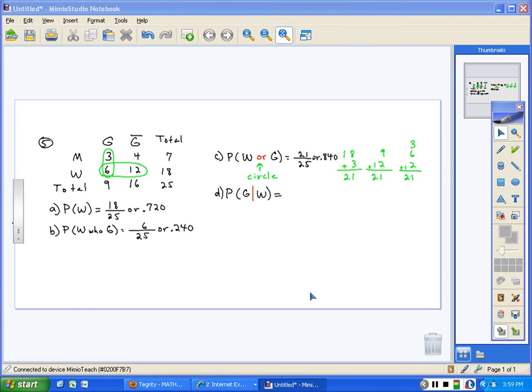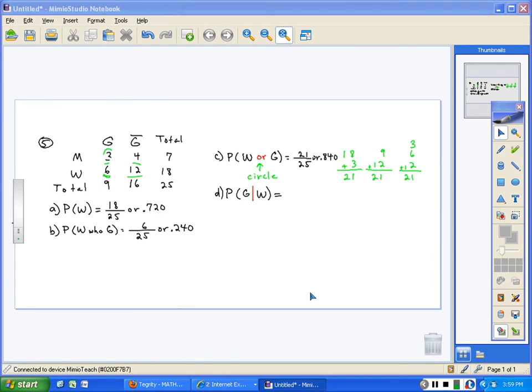Okay, this is the one problem where the denominator is not going to be 25. I'm going to go back and erase the green circling that I did just a minute ago. Hopefully, that worked pretty well, and then we'll have a nice clean table to work with here. And how's that? That's not bad.